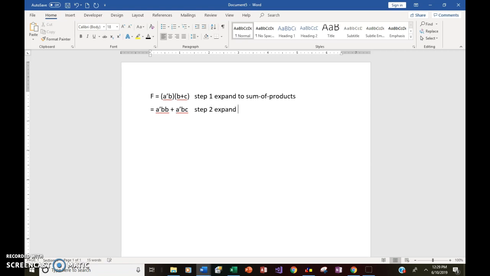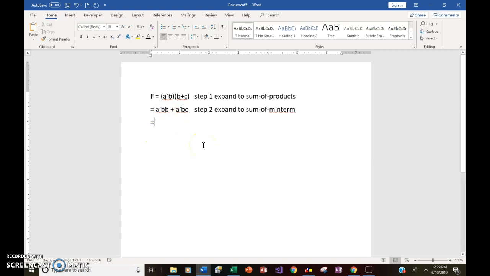Here we want to expand to sum of minterms. What is a minterm? A minterm means that you're introducing each variable into each of these terms. This is a term, this is a term. To create a minterm, each variable must be introduced. You can see your variables in the entire equation are A, B, and C. You have A, B, and C in this term. You do not have C in this term here.